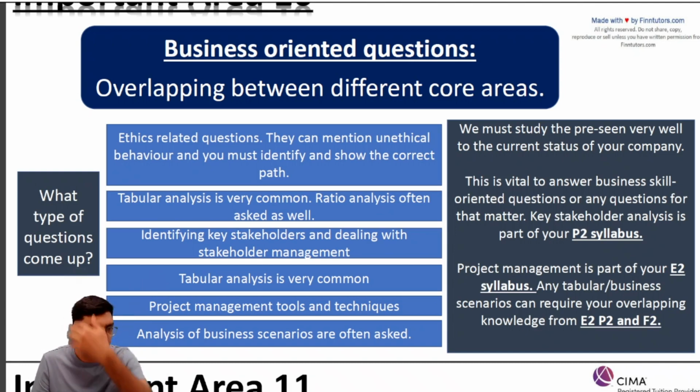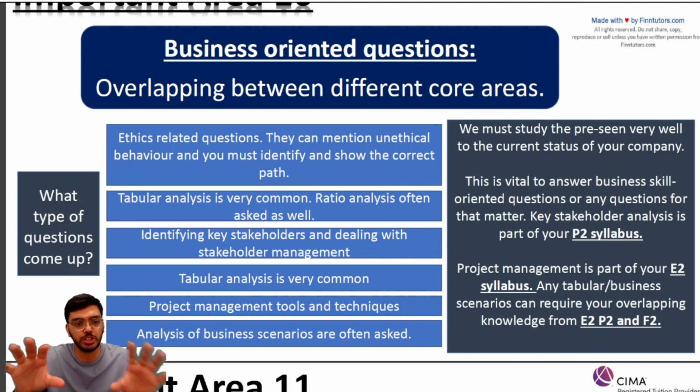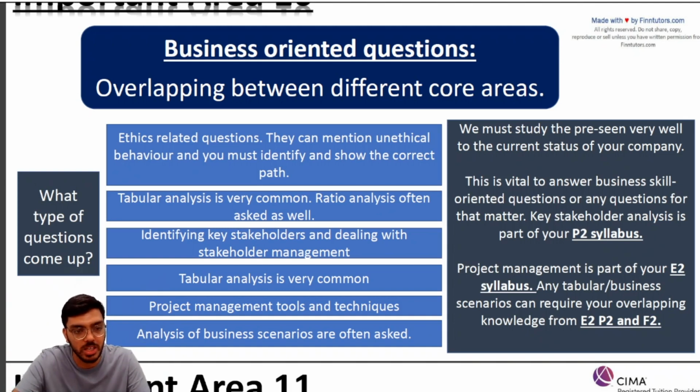So what type of questions come up here? You have ethics related questions. They can mention unethical behavior. You must be able to identify it. So your CIMA code of ethics becomes very important to study. Secondly, tabular analysis is very common. They can just give you a table, ask you to analyze the numbers in that table. Ratio analysis, they can give you the ratios of two companies, ask you to analyze which company is better. Very common. These are things which you can only develop with writing practice. You can't study ratio analysis. You must be able to write, explain, and if you practice that, you'll be ready in the exam.